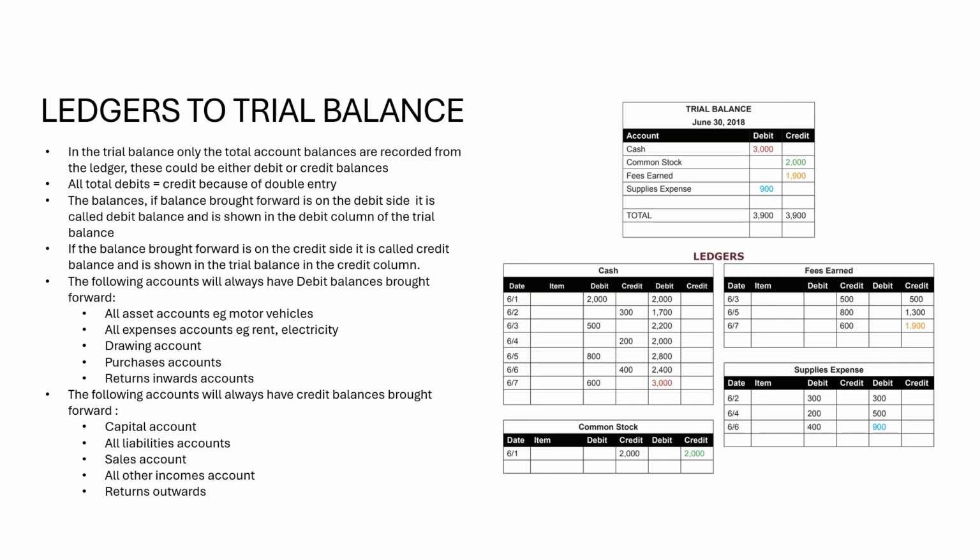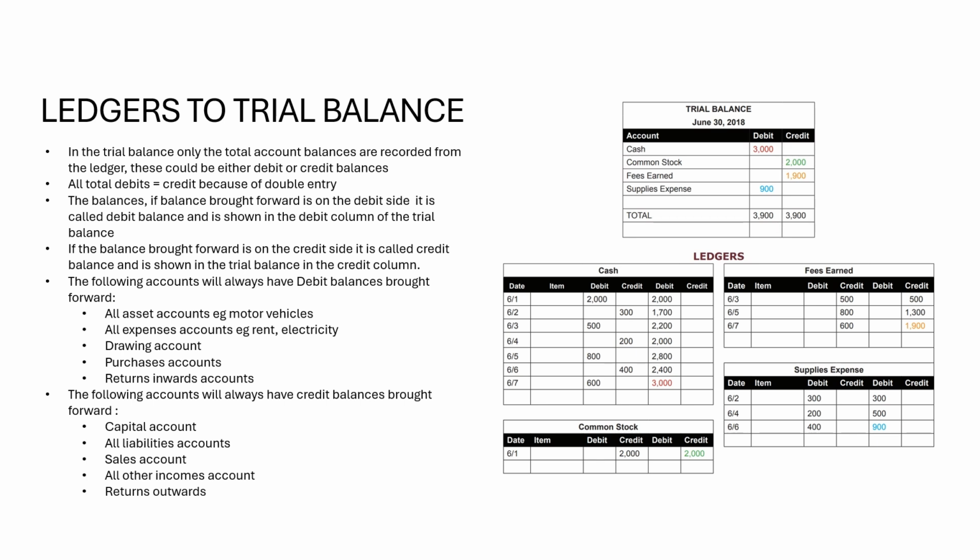To summarize how to post ledgers to a trial balance, this slide shows how to summarize balances from individual ledgers and transfer them into a trial balance table, which is a key step in the accounting cycle. In this table, there are 4 ledgers, including cash, fee earned, common stock, and supplies expenses. The table shows different figures for these ledgers.